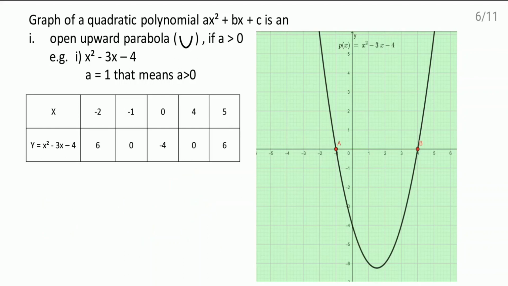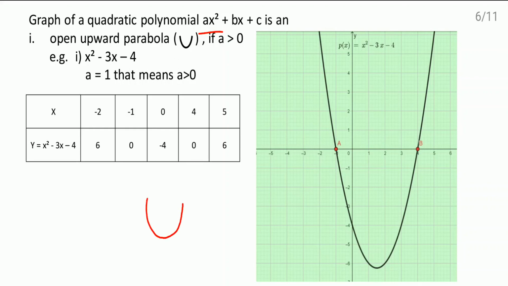If a is greater than 0. A means what? Coefficient of x square. See, here it is shown. A means coefficient of x square. So if it is greater than 0, your graph will always be an open upward parabola this way.